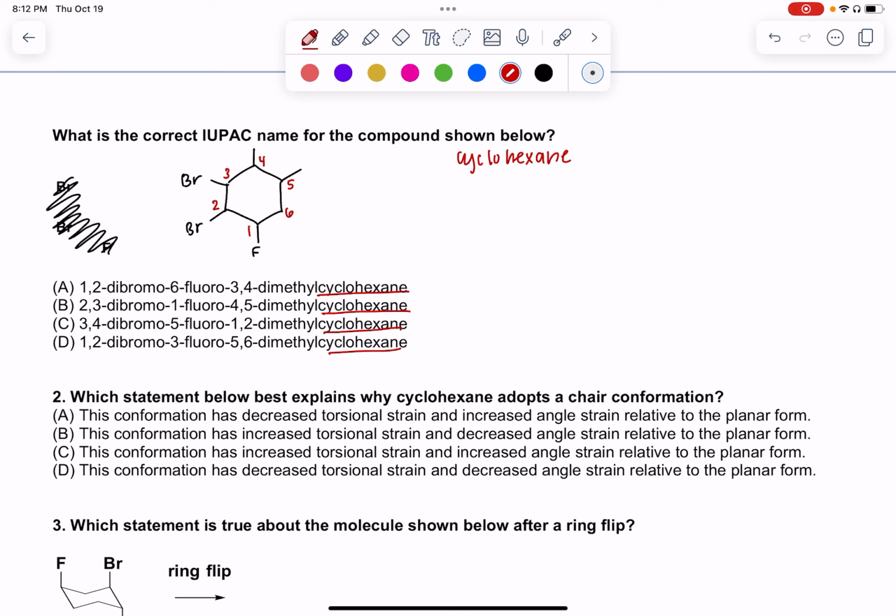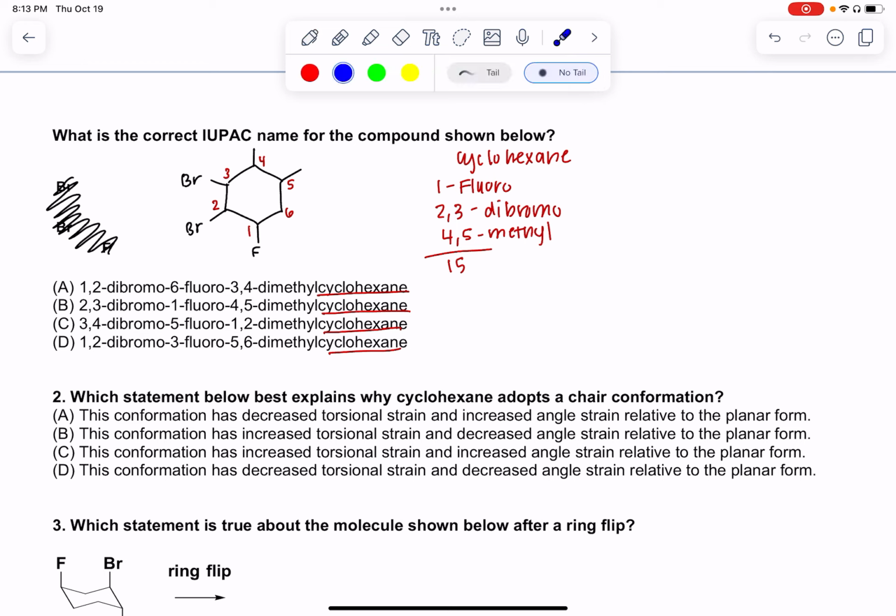And then I've got a 1 fluoro, 2 and 3, so dibromo, and 4 and 5 methyl. And if you wanted to just check this, you could say 1 plus 2 plus 3 is 6, plus 4 is 10, plus 5 is 15, and that would give you what your substituent count is.